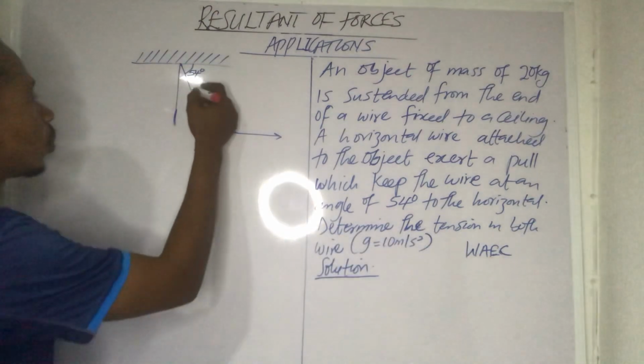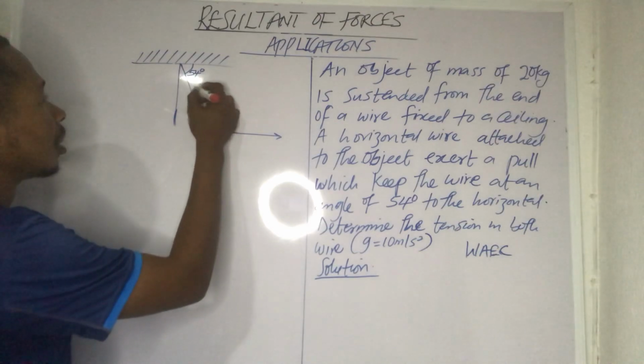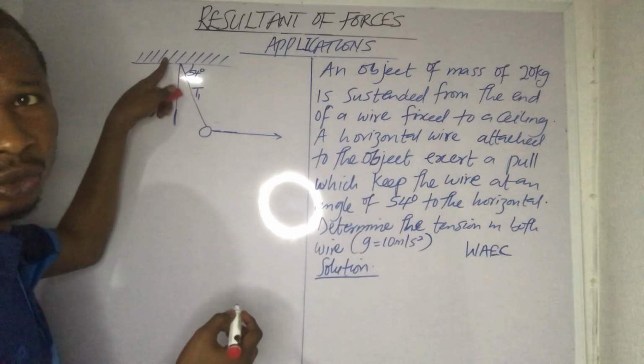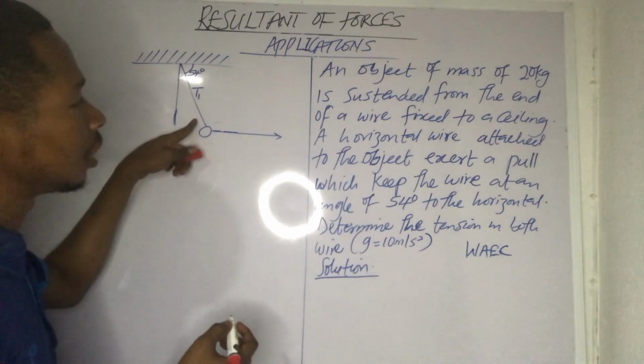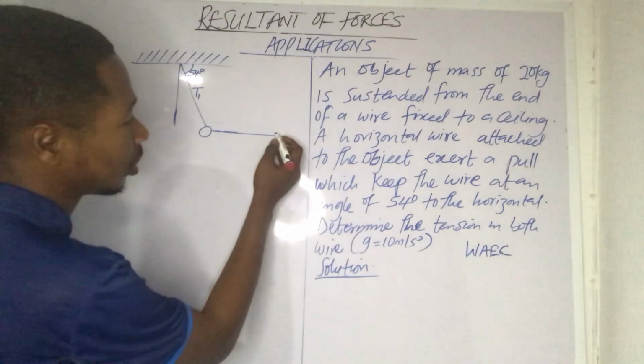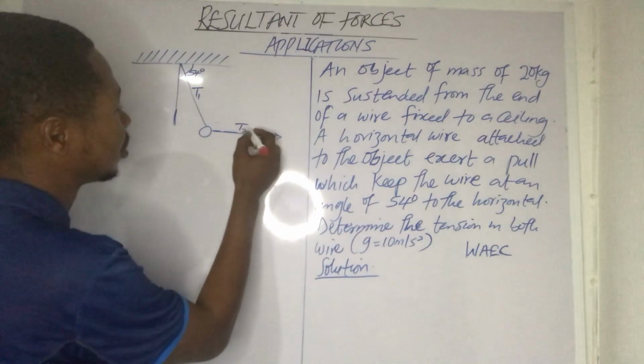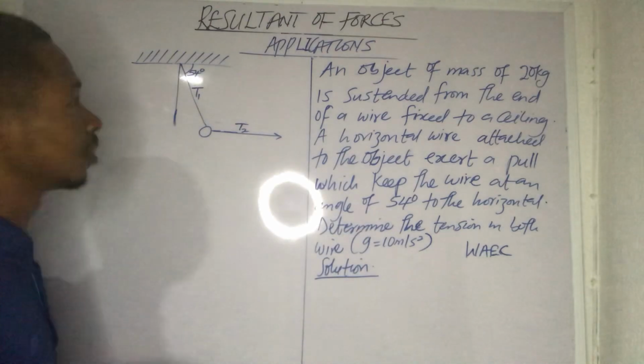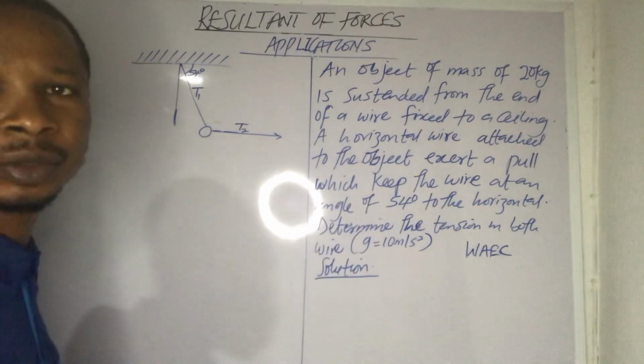There is a tension in this wire, T1, that is used to sustain the object from the ceiling. And there is this other wire. Let's say the tension is T2, that exerts a pull in this direction. So this is the diagram of the question.